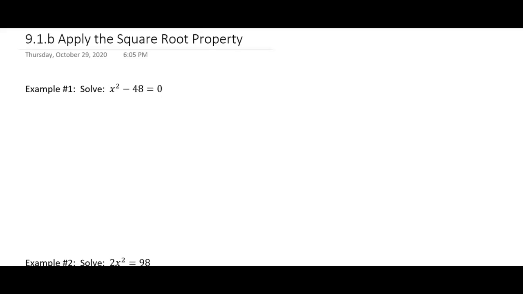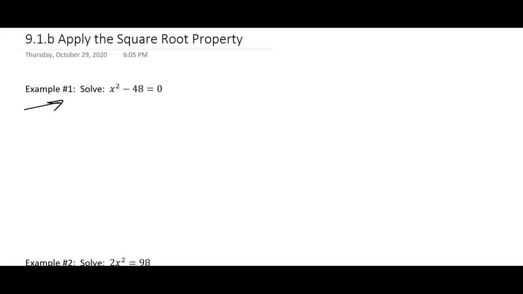But not everything always factors. So like here in example 1, we have x squared minus 48. And that just doesn't factor. 48's not a perfect square, and so you're kind of stuck. So what we're going to do is use the square root property. So we're not stuck. We have another method.